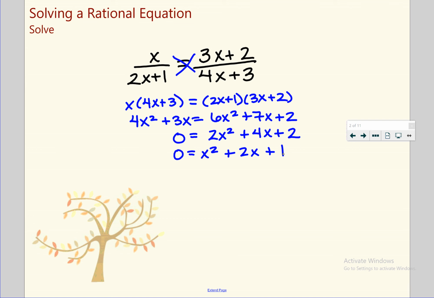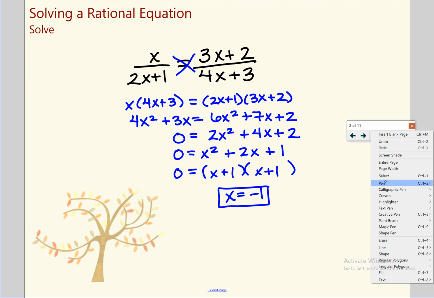Is this factorable? Two numbers that multiply to 1 and add to 2. What does it factor to? Yeah, x plus 1, x plus 1. So if I set that equal to 0, I get just one solution that occurs twice. x equals -1 is my answer. How could I check that answer? Plug it back in. Yeah, it's the beauty of an equation, right? We plug it back in, we make sure it works.